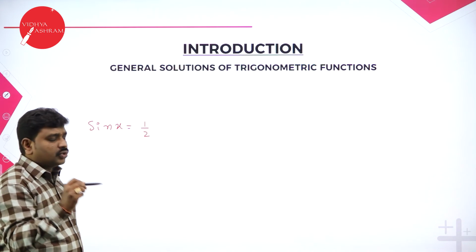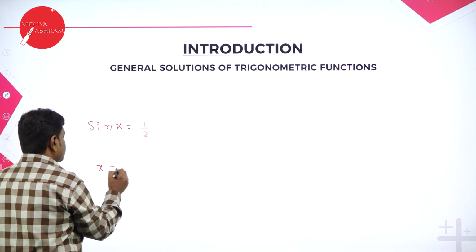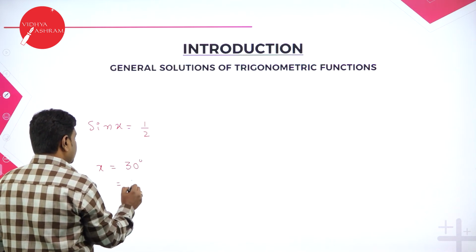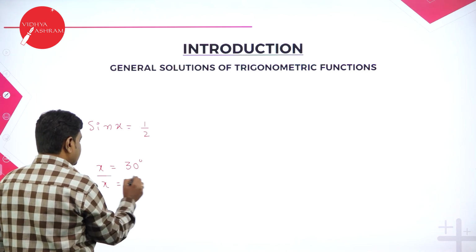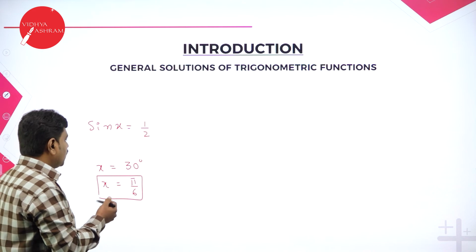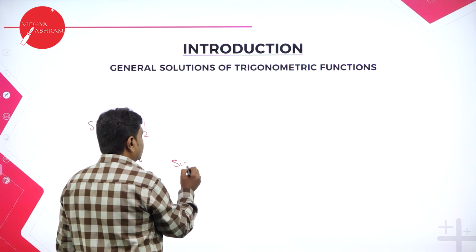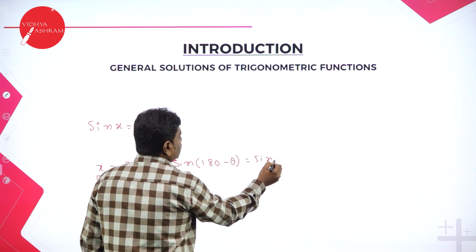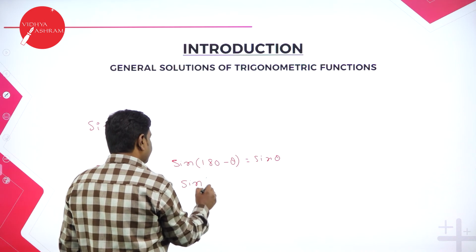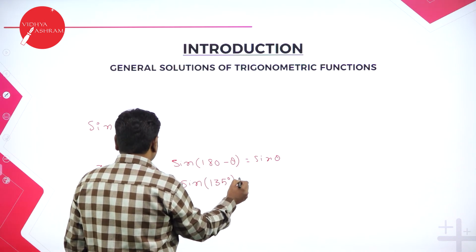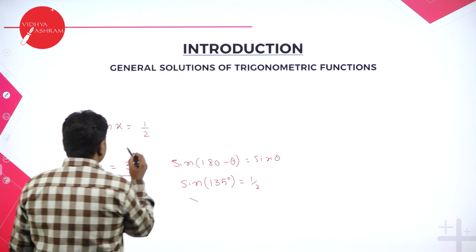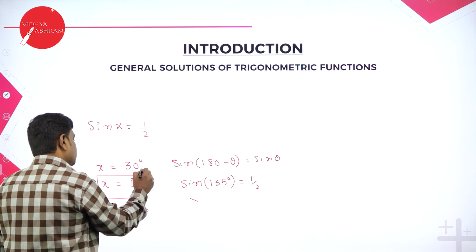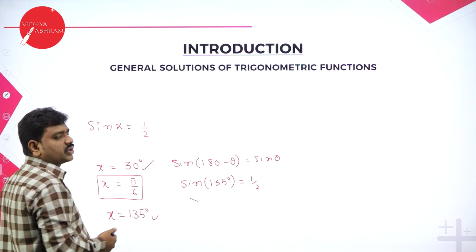If I write sin x is equal to 1 by 2, all of you know x value is how much? 30 degrees. So that is pi by 6. This is one of the angle which will satisfy. But not only that, all of you know sine of 180 minus theta. I taught you allied angles. What is sine of 180 minus theta? Sine of 180 minus theta is sin theta. So sine 135 degrees is also 1 by 2. So sin theta is equal to half, means x may be 135 degrees. X 30, x 135, like that many solutions you can write.